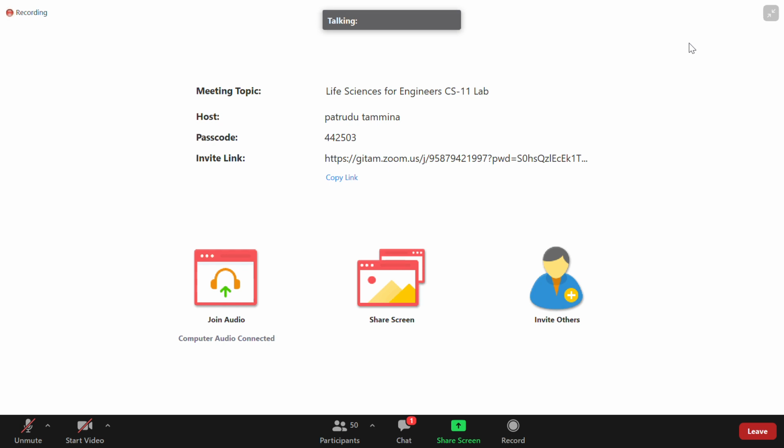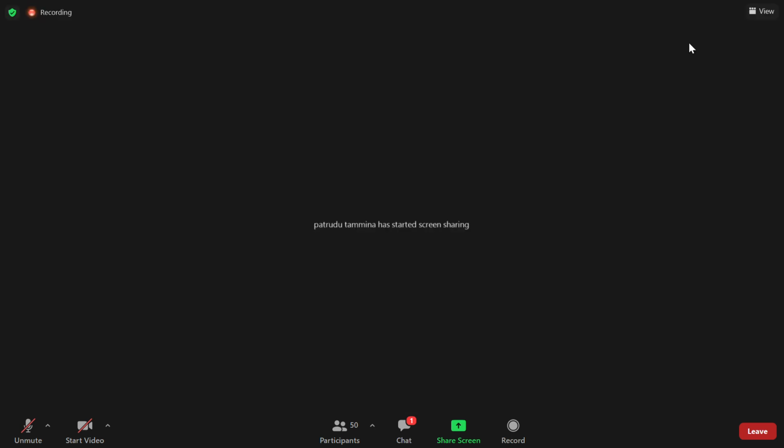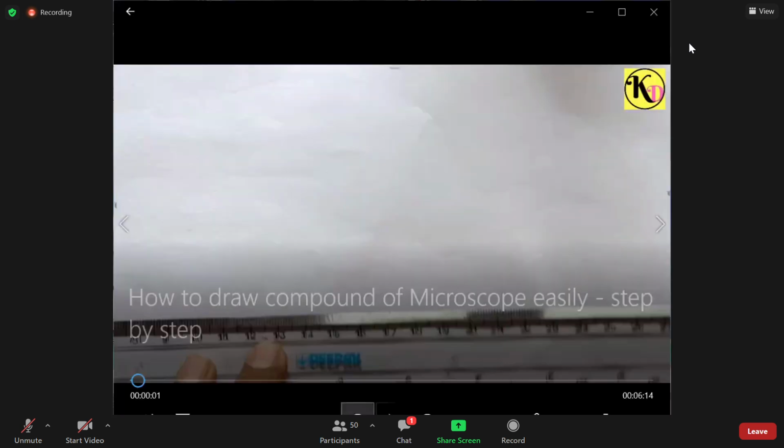To move forward to the next virtual lab, the nitrogen cycle, we start today. Okay, all of you quickly draw this microscope.